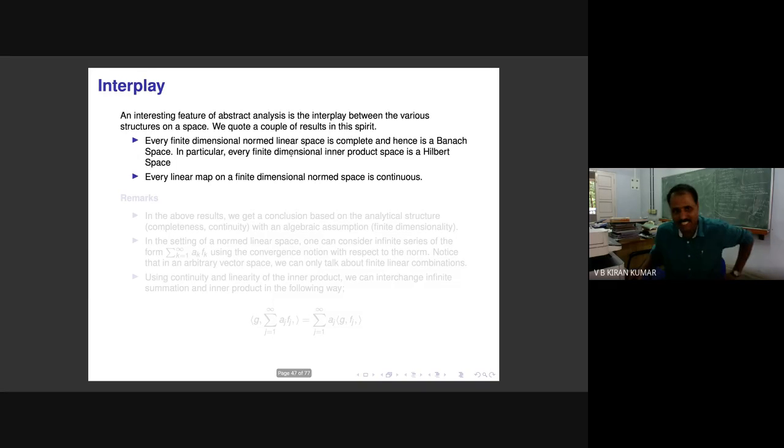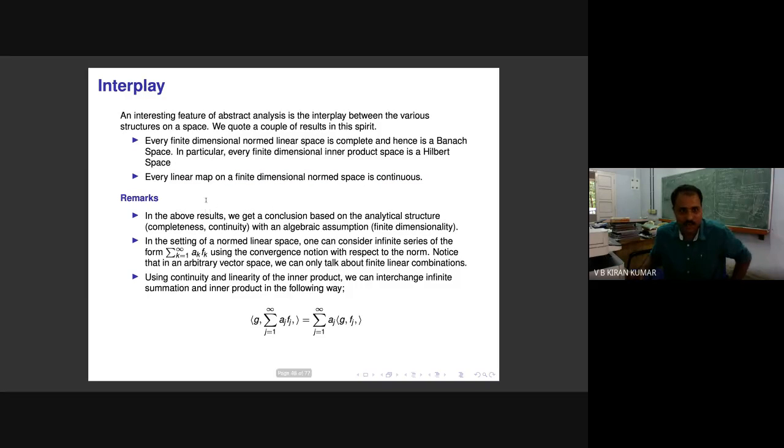Another result you can see: every linear map on a finite dimensional normed linear space is continuous. So continuity comes for free. You are assuming that you have a linear map on a finite dimensional space. That's all. You don't assume anything else. Linearity is purely an algebraic concept, and finite dimensionality is purely an algebraic concept. And continuity, a topological notion, comes for free. So in all these above results, we get conclusions based on the analytic structure, that means completeness and continuity, with an algebraic assumption, that means finite dimensionality.